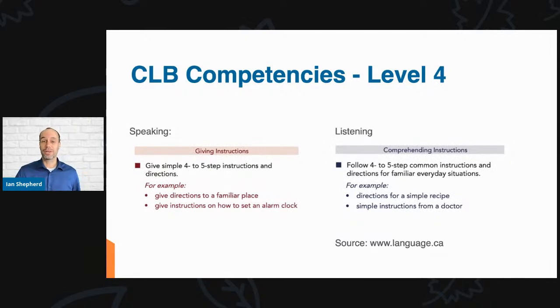For level 4, so if you are a CLB level 4, you need to be able to give longer directions. So you need to be able to give 4 or 5 step directions. For example, give directions to a familiar place or give instructions on how to set an alarm clock. What's an alarm clock? Nobody has those anymore.